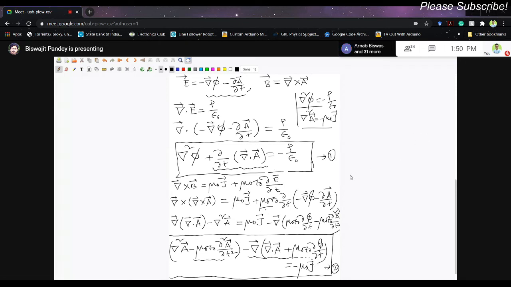So you have to solve both these equations in order to know phi and A. Then only you can get the information about electric field and magnetic field, and you have a complete idea of the electromagnetic field that you are talking about. Okay, so here comes the importance of gauge transformation. So why do we need gauge transformation? Just to make our life simple.